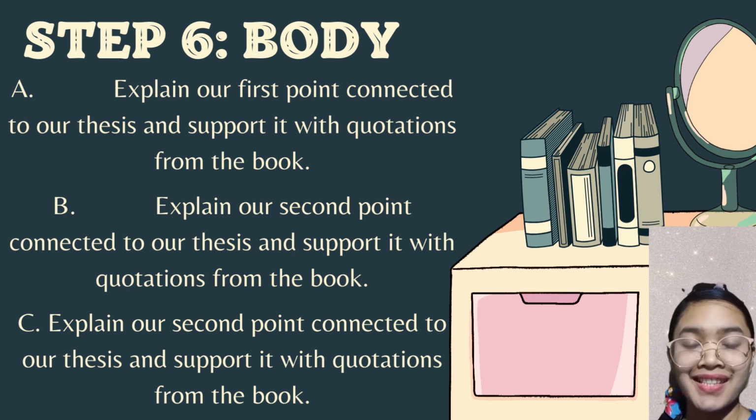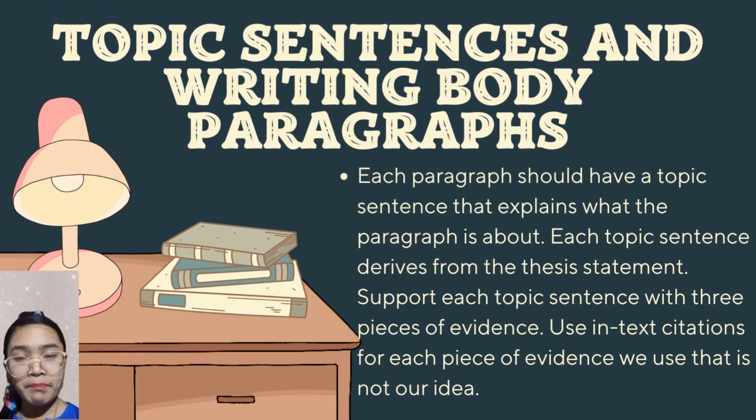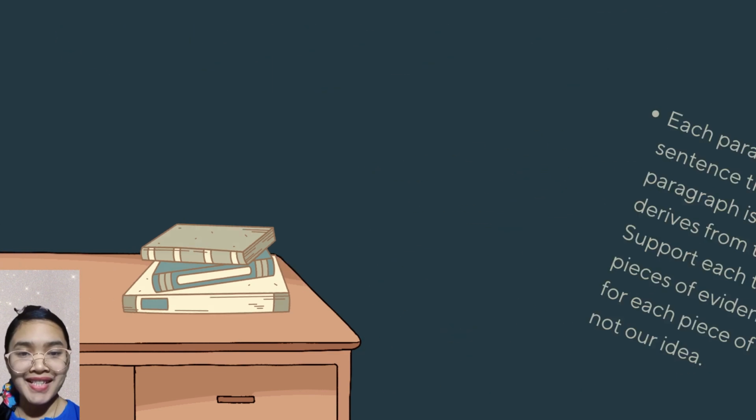Textual evidence consists of summary, paraphrase, specific details, and direct quotations. Topic sentences and writing body paragraphs. Each paragraph should have a topic sentence that explains what the paragraph is about. Each topic sentence derives from the thesis statement. So support each topic sentence with 3 pieces of evidence. Use in-text citations for each piece of evidence that is not our idea.